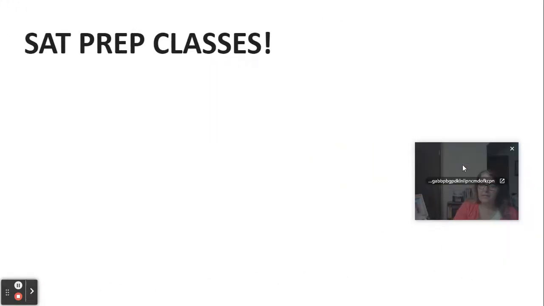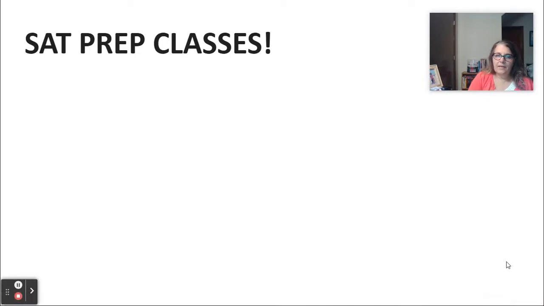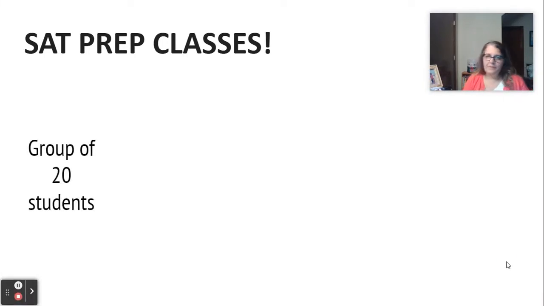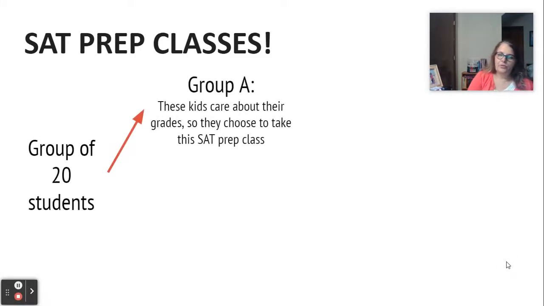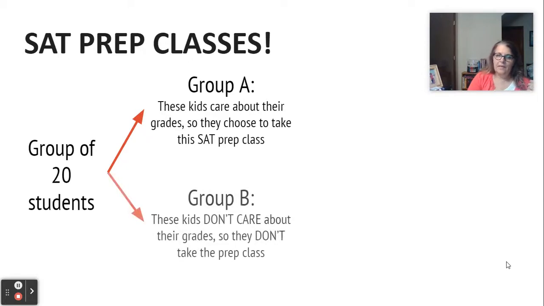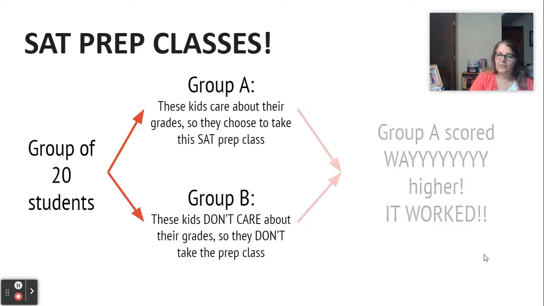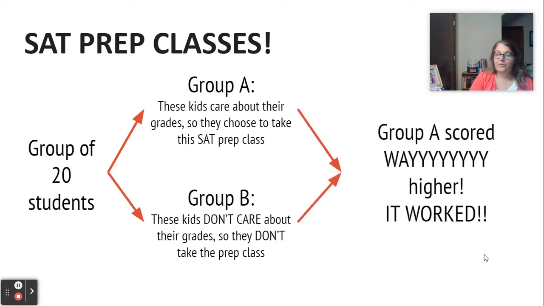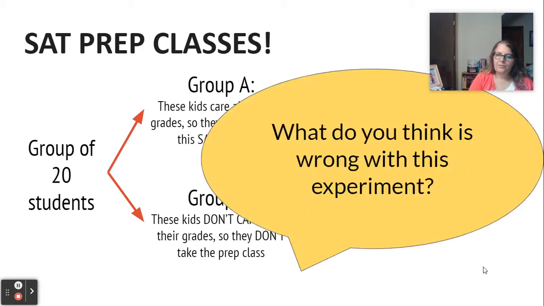Okay, there's an SAT prep class, and they have 20 students, and they break them into two groups. The first group are kids that care about their grades, so they choose to take the SAT prep class. And then there's group B, the kids that don't care about their grades, so they don't take the SAT prep class. And then group A scores way higher. It worked, they're saying, the SAT prep. Well, what's wrong with this? Think about it.